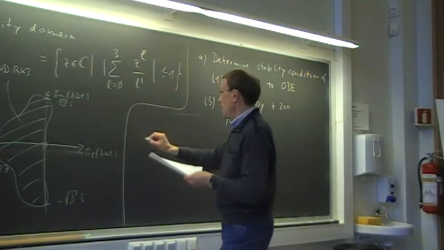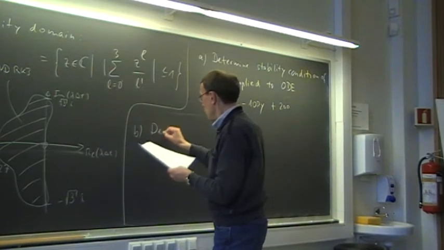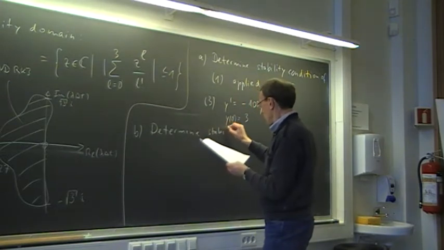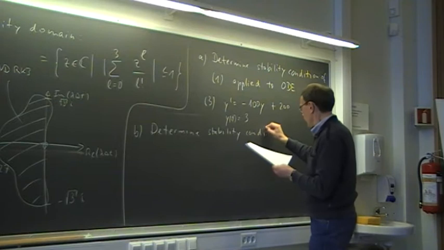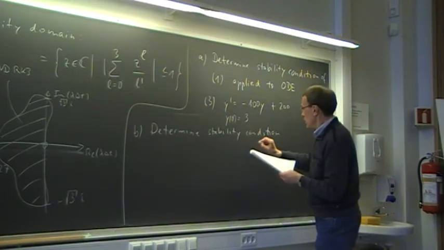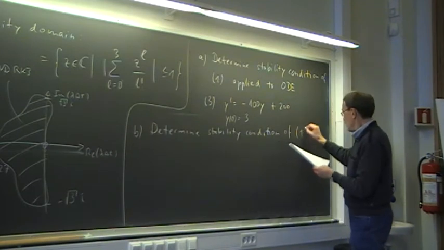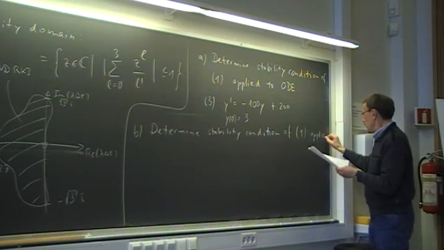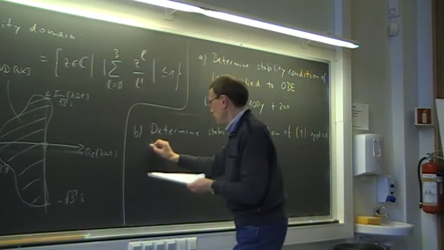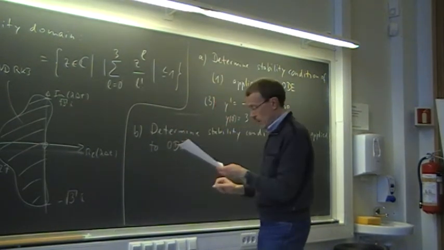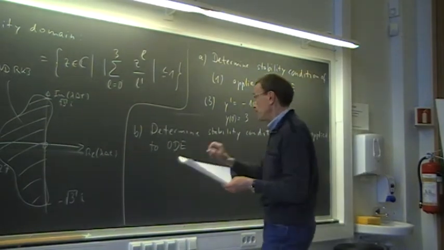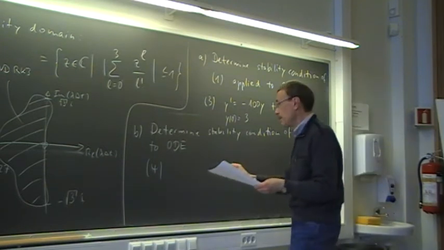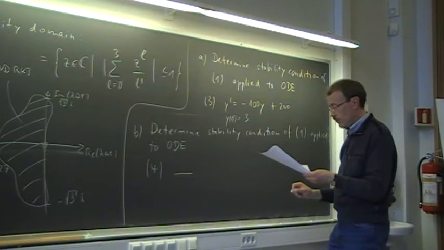So that is task A. Task B is to determine the stability condition of Runge-Kutta method 1 applied to the following ODE, which is a bit unusual, but I think you will remember it, or it's not completely unknown to us.